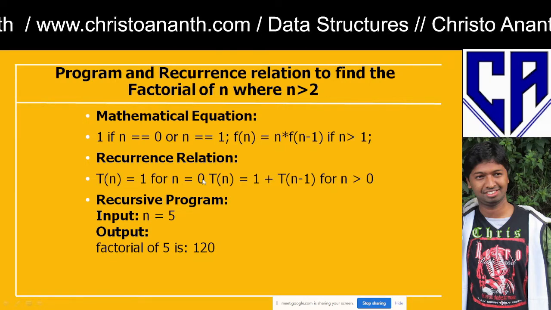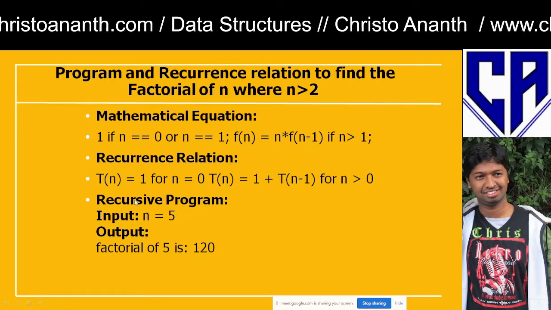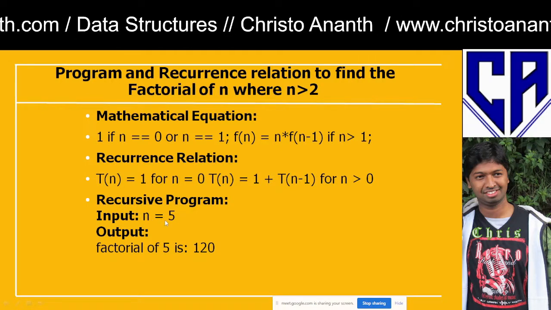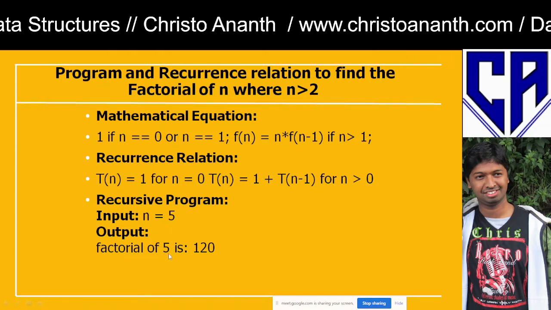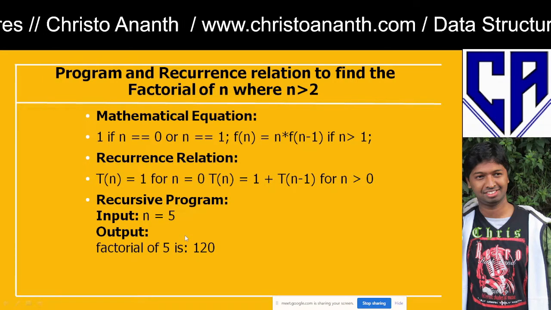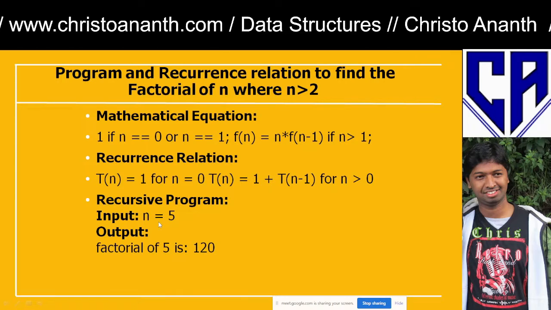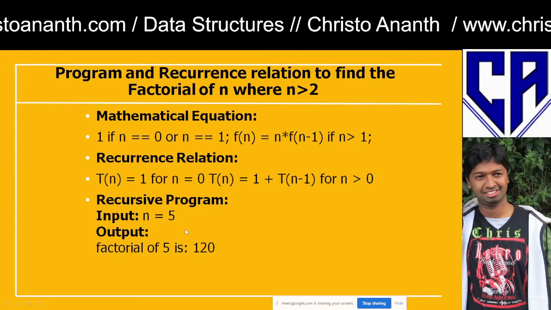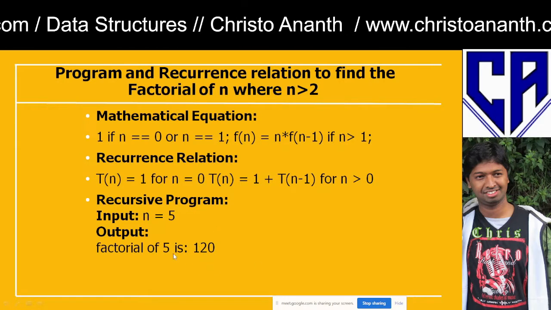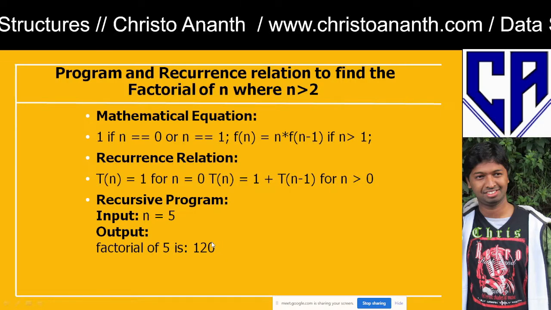So we are going to go for a recursive program where we have the input as n equal to 5. Factorial of 5 is equal to 5 multiplied by 4 multiplied by 3 multiplied by 2 multiplied by 1. So it is 20 multiplied by 3 is 60, 60 multiplied by 2 is 120. This is how you find the factorial of 5.